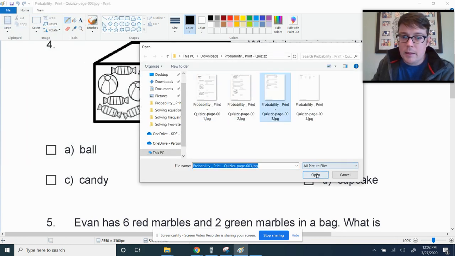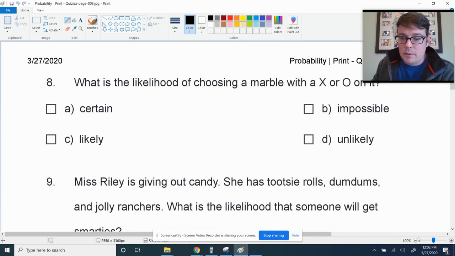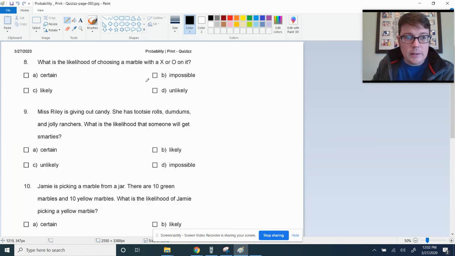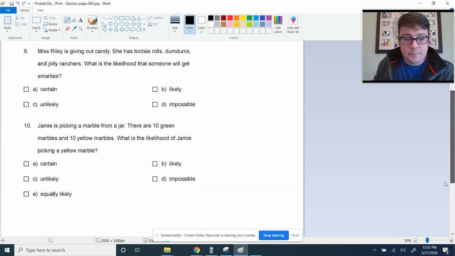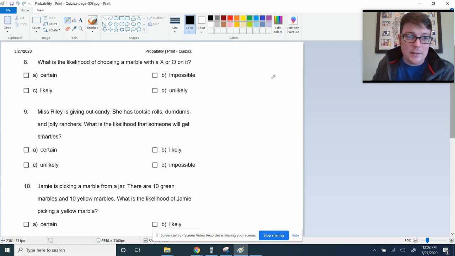Let me look back. What problem is this? Number 8. What is the likelihood of choosing a marble with a X or O on it? Well, it's impossible for us to answer that question. I don't know. We'd need a picture. So just guess and check on that one. I'm not sure which one that one's going to be. Let's look on to number 9. I'm going to put a big question mark and apologize for a bad question because there's no picture to go with it. Maybe there is one on what you're looking at.